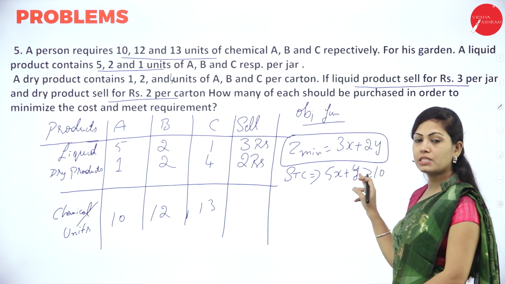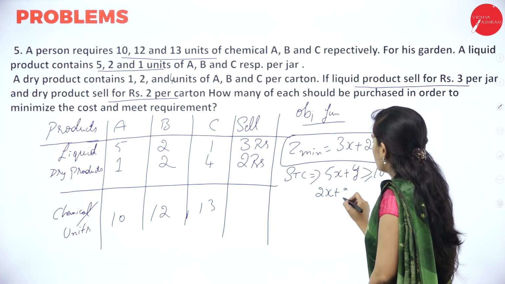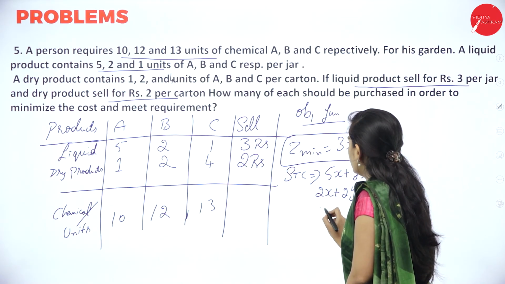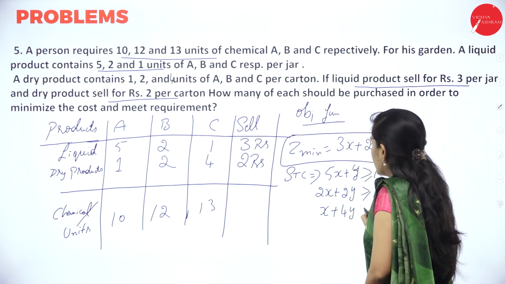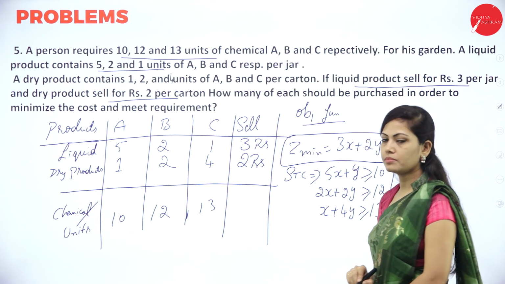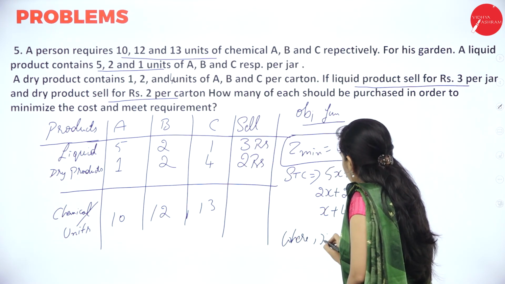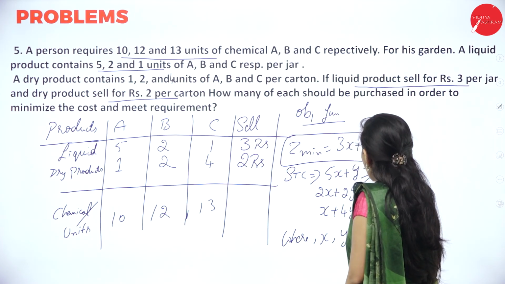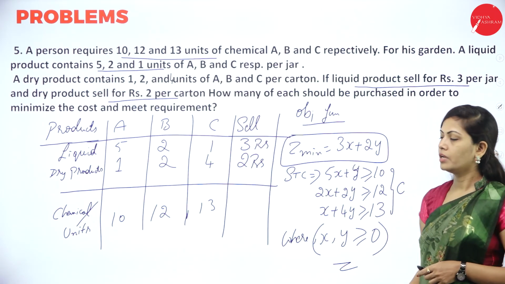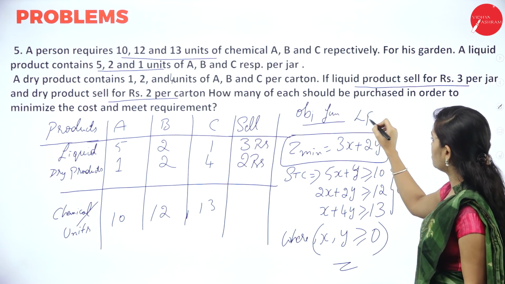Why is it greater than? Because it is a minimization problem. And the second constraint is 2x plus 2y greater than or equal to 12. And the third constraint is x plus 4y greater than or equal to 13. So these are the constraints. Lastly, we have to write the non-negativity constraint, where x and y are greater than or equal to 0, non-negativity restriction. So this is your LP model.